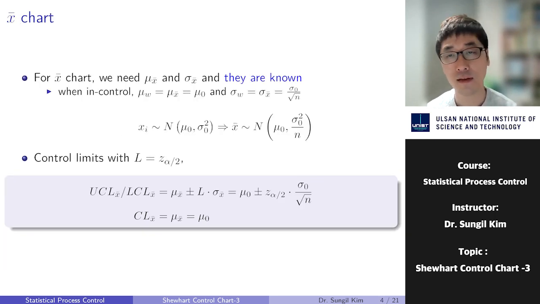For example, let's consider X bar chart. For X bar chart, we know the exact distribution X bar follows, which is a normal mu 0 and sigma 0 square divided by n. So we can apply them into the general model, then we can establish the same X bar chart we learned in the previous lecture.